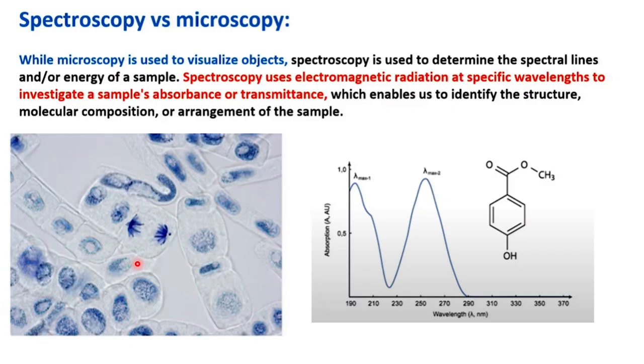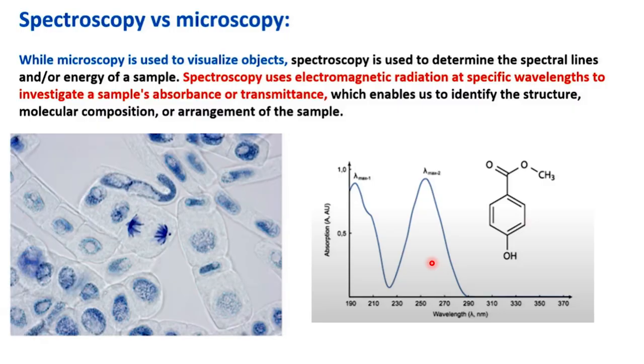While microscopy is used to visualize objects, spectroscopy is used to determine the spectral lines or energy of a sample. In both cases, we use electromagnetic radiation. Now what is the difference? Here it is showing the absorbance, and we are plotting absorption versus wavelength. From here we are getting the chemical structure of the molecule.